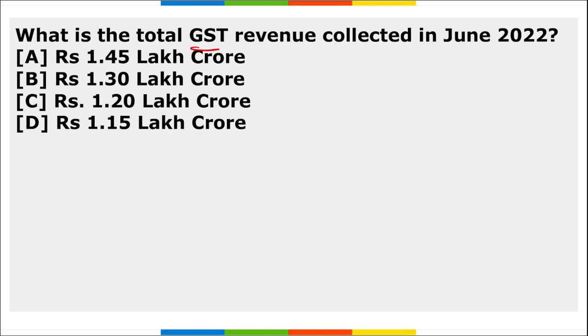Next, what is the total GST collection, or GST revenue collection, for the June month of 2022? What is the total value? It is 1.45 lakh crore rupees. Alright, GST is your Goods and Services Tax. The revenue of the June month was 1 lakh 45 thousand crore rupees. This is the second highest since the inception of GST 5 years ago.